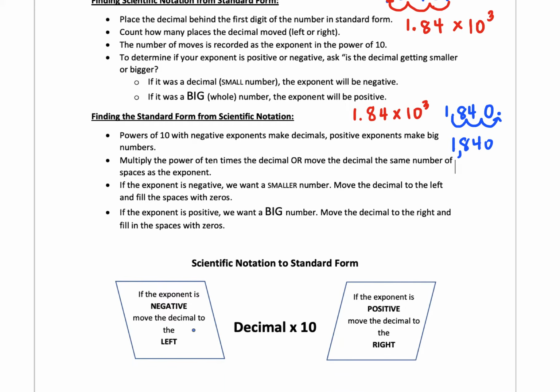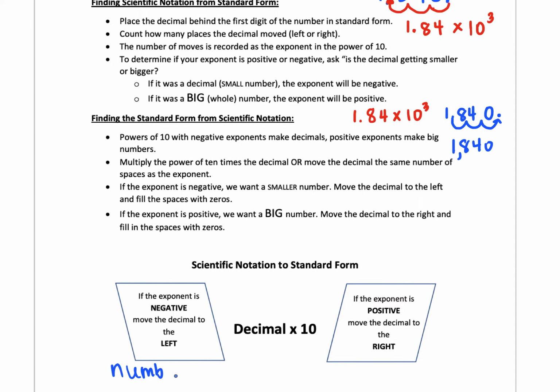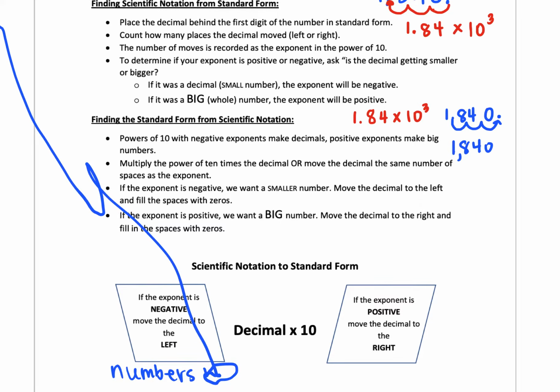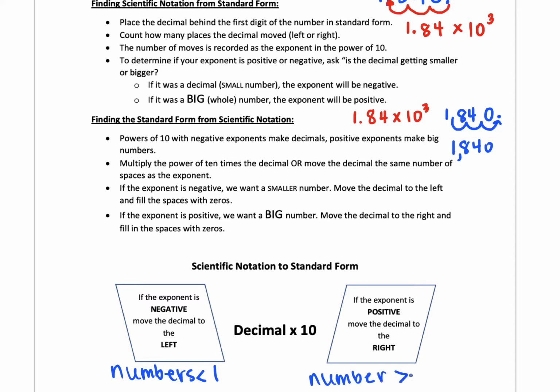So when you have a negative exponent, you're moving your decimal to the left, and that's for numbers that are less than 1. And that's what they'll be in standard form, numbers less than 1. So numbers less than 1 will be like this, and numbers that are greater than 1 will have positive exponents. So we can do a negative exponent example.